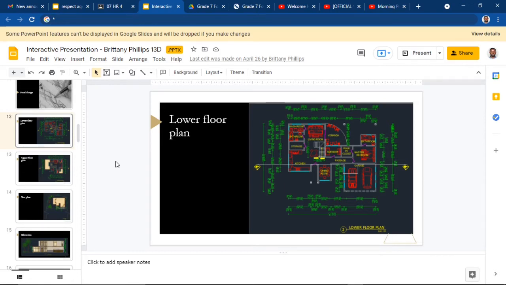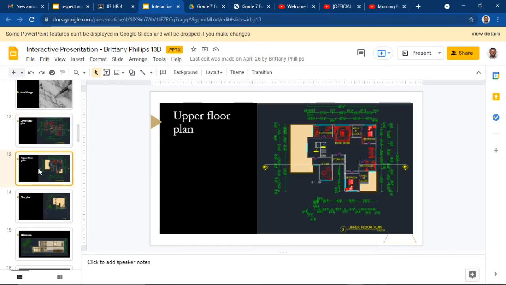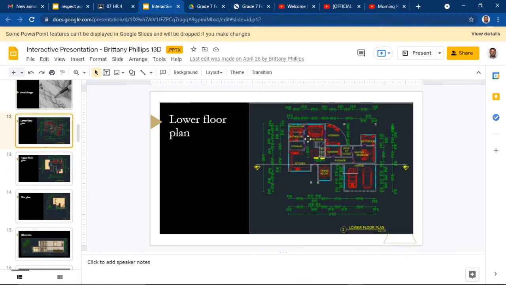All right, so we have the lower floor plan, we have the upper floor plan as well, and you just talk about the floor plan, why you designed it the way you did, in order to match the problem statement, because you're designing it for a couple that's expecting a baby. So I think something like a baby playroom downstairs.